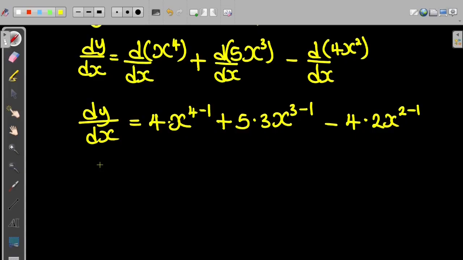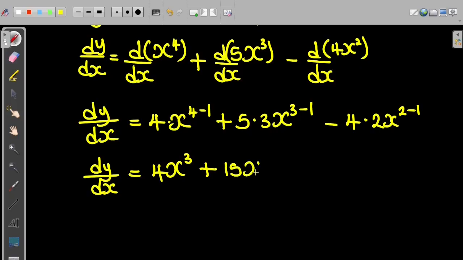So if we further simplify, we have that dy over dx is equal to 4 multiplied by x to the power of 3, plus 5 times 3 is 15, 15 multiplied by x to the power of 2, minus 4 times 2 is 8. So we have 8 times x raised to the power of 1, because 2 minus 1 is 1.